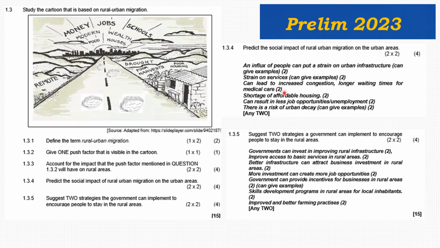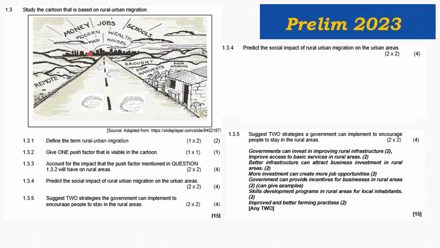Another social impact you can think about there, maybe it's crime, right? There's going to be more crime in our urban areas, right? More crime, because there's more people there and these people are unemployed, okay?